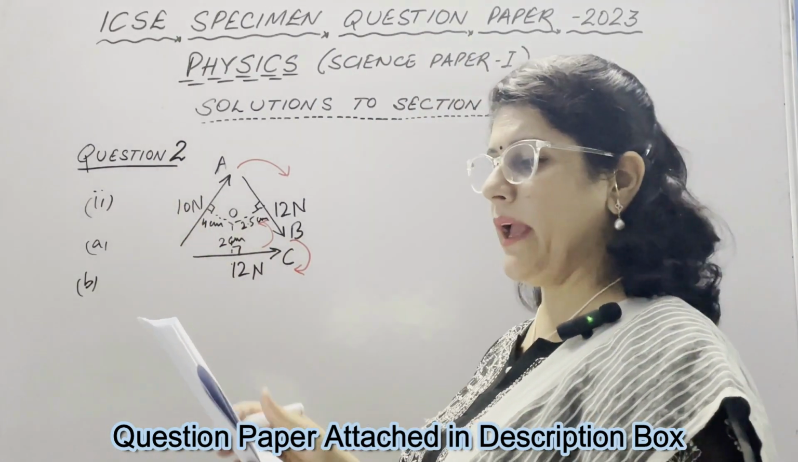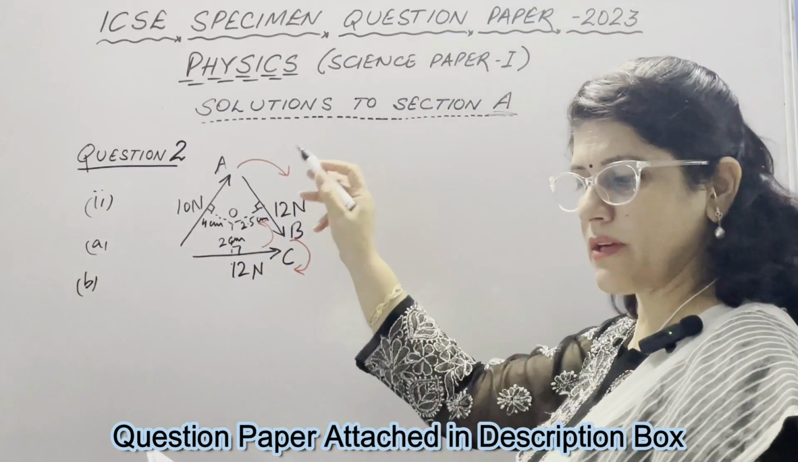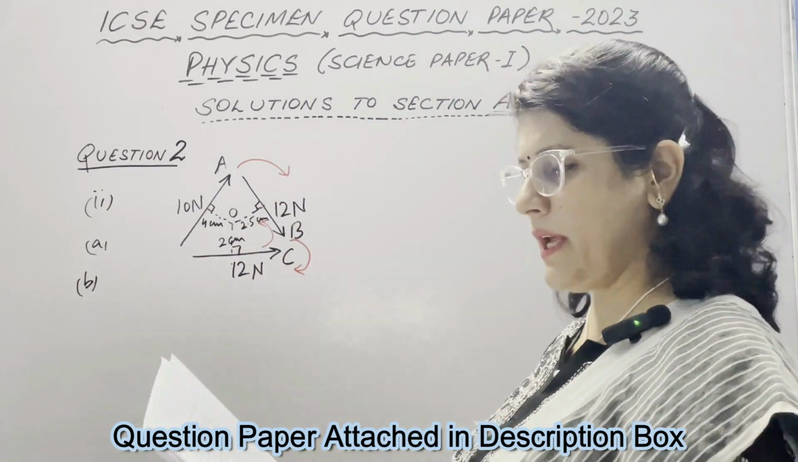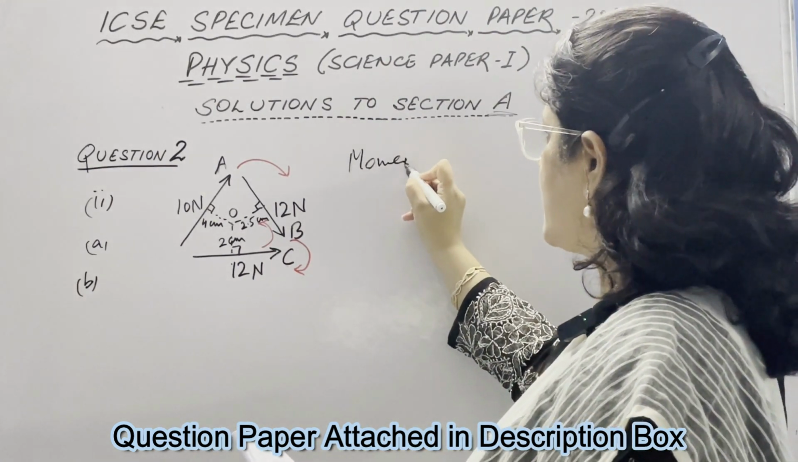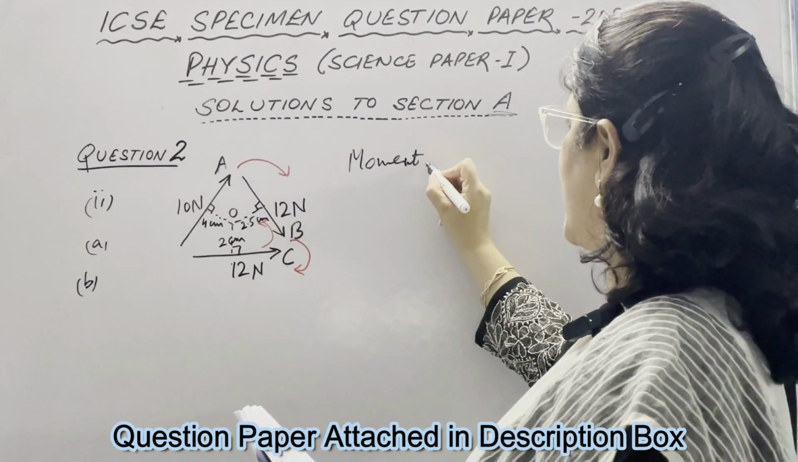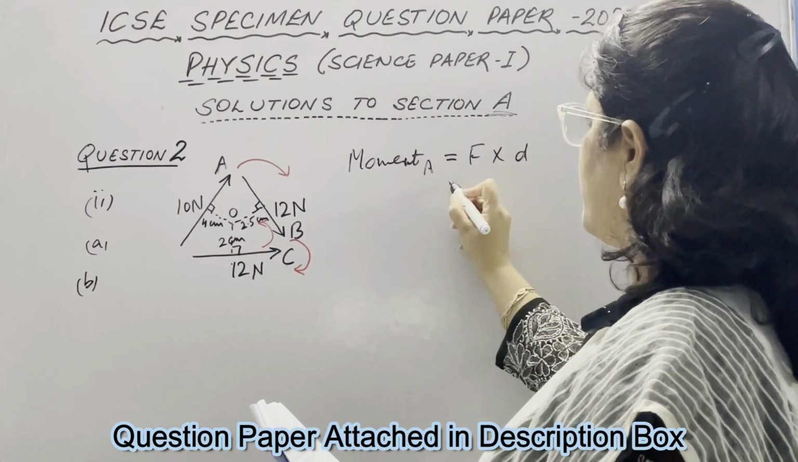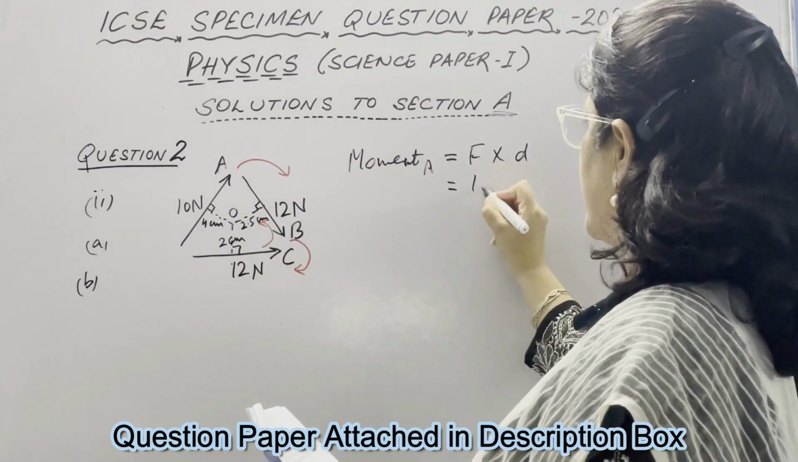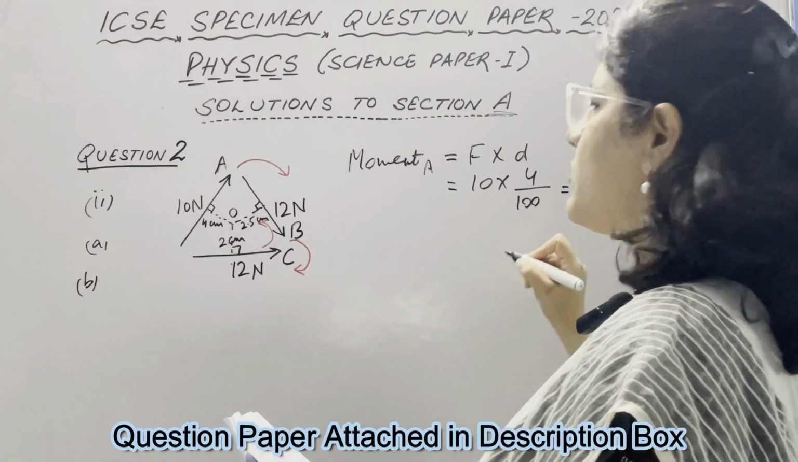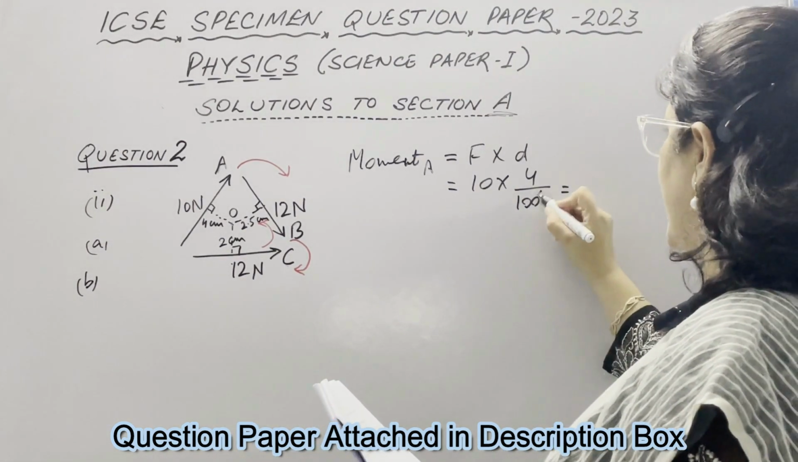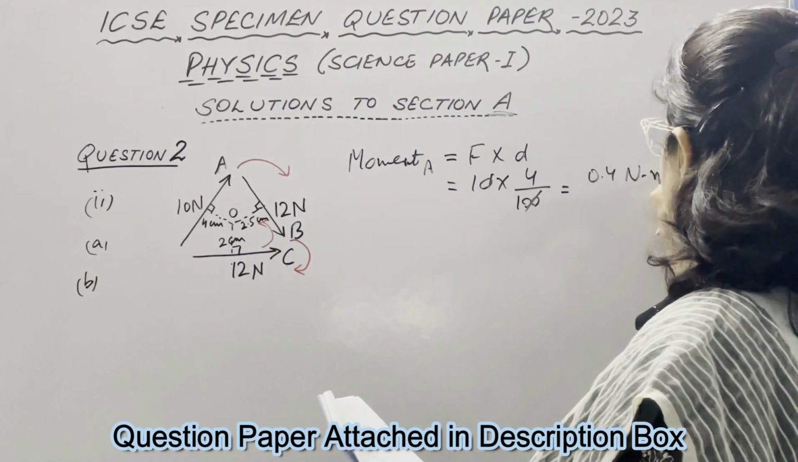In part number 2, A and B parts are, name the force which produces maximum moment about O in this diagram and calculate this moment in SI unit. We all know that moment of a force, here first we are taking moment of force A, is equal to F into D. What is the value of F? Force is 10 Newton and distance is 4 centimeter. But in SI unit, we need to divide by 100. So its value comes out to be 0.4 Newton meter.